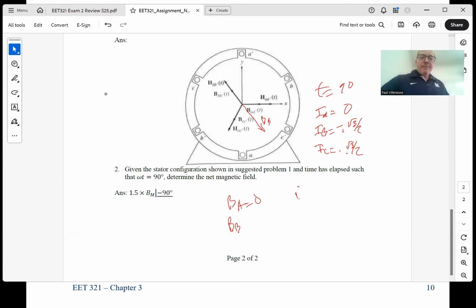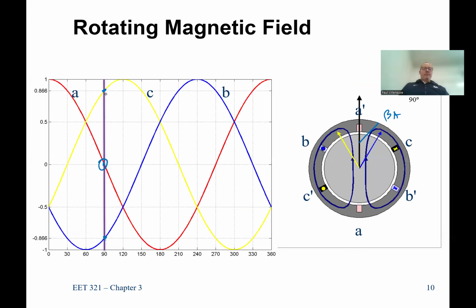So B sub B, we're going to say that it's the square root of 3/2 times whatever the maximum magnetic field is going to be. We don't know what it is. We don't really care. It could be 10. It could be 5 million. It doesn't matter. Go ahead. Where is the square root of 3/2?